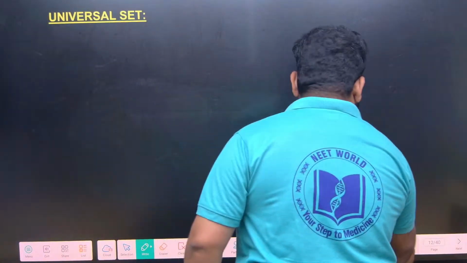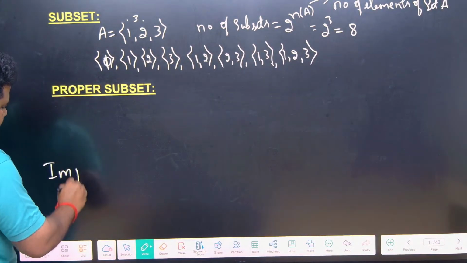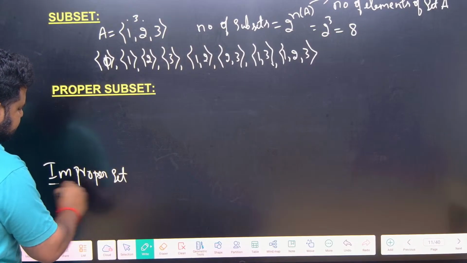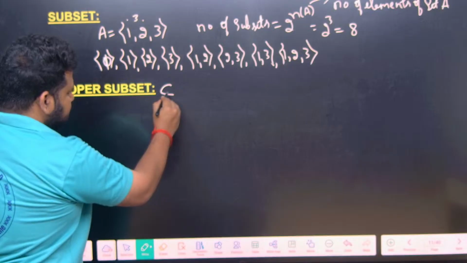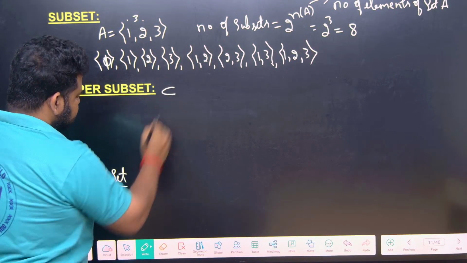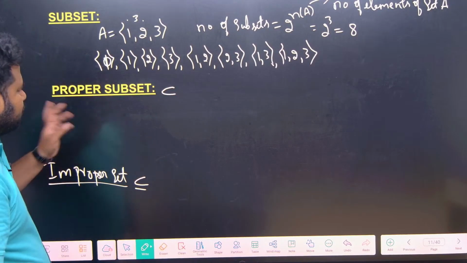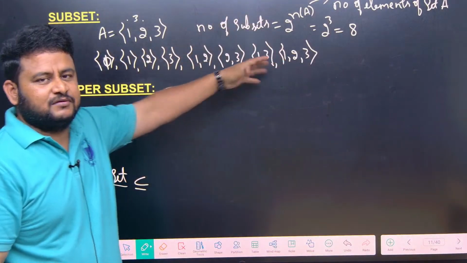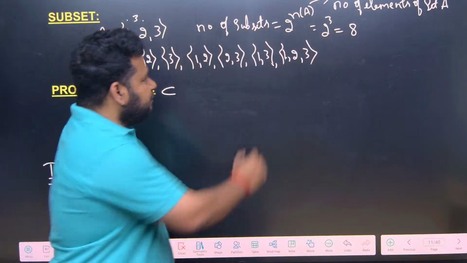Proper set, and also we have improper set, which is not that important, but I will explain. So what is this proper set? Proper set is denoted like this. Improper set is denoted like this along with equals. Proper set means it is having all the subsets except the set itself. A is a subset of A itself, that we have to remove.